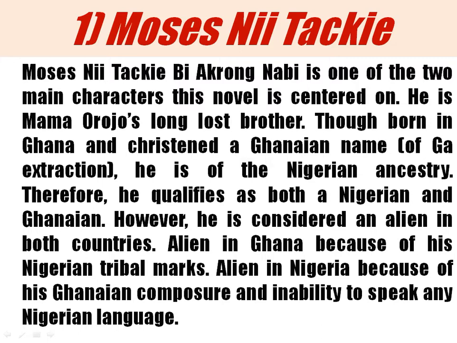Moses' both parents died on their journey to Nigeria, while Mama Orojo, his sister, is his only surviving relative. So we saw that his double identity makes him live in fear in Ghana. And when his ailing wife Masa died on their way to get spiritual healing, he decided to return to Nigeria to reunite with his sister, Mama Orojo.